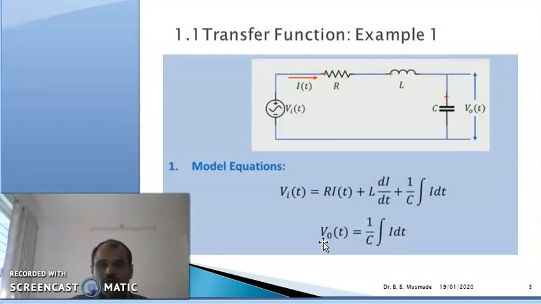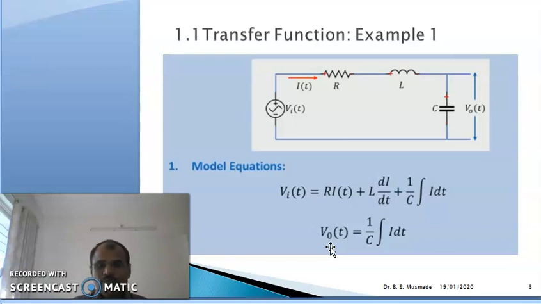So Vi of t can be distributed as the sum of drops across R, across L and across the capacitor. So Vi of t can be given as R into i of t plus L di by dt plus 1 over C into integral of i dt. Similarly, the output voltage can be given as V0 of t is equal to 1 over C integral of i dt.